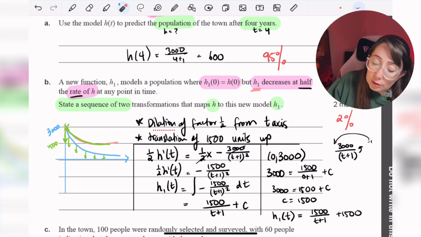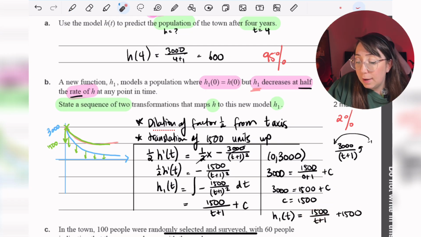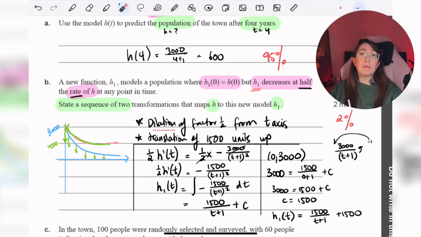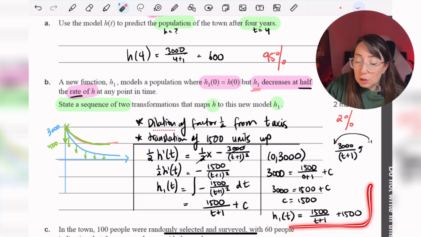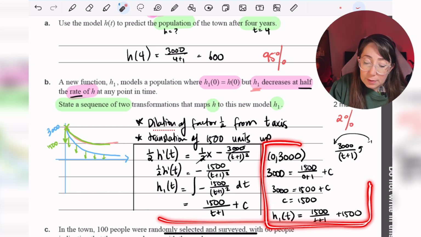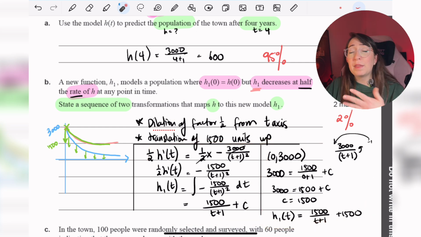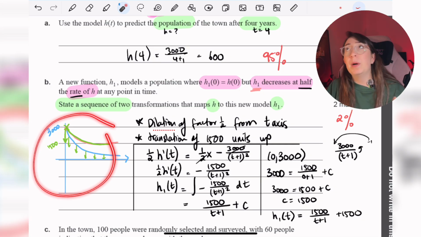And here you can see the transformations: dilation by a half, and then a translation of 1500 upwards. If that helps you, you can actually do it mathematically. It releases the mental load of needing to draw the graph and wondering, am I correct or am I not?